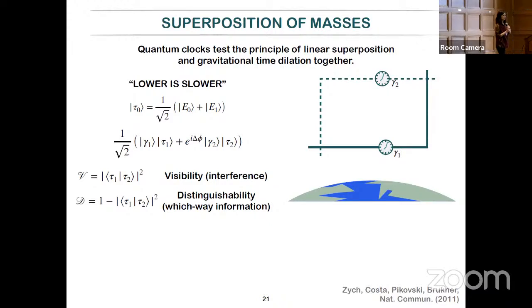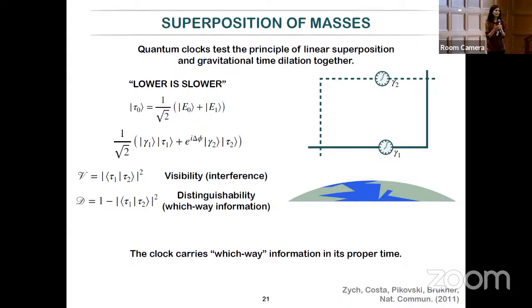Okay, now you can hear me. So basically, if visibility changes in that way, then we also have distinguishability that has to decrease. So the take-home message of this paper is that the clock carries which-way information in the proper time. So you have a trade-off between the which-way information, due to the fact that the clock accumulates information about the path that it has taken in the interferometer in its proper time, and the visibility, the interference fringes.